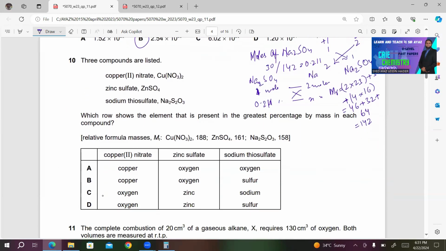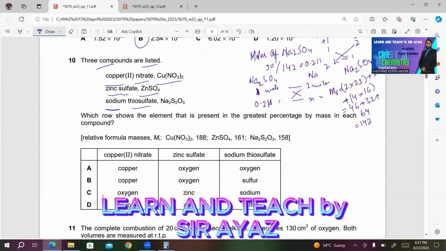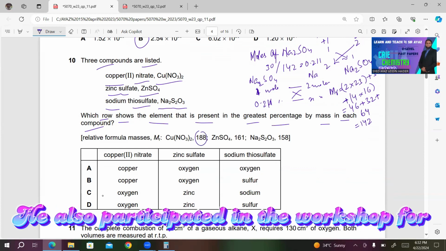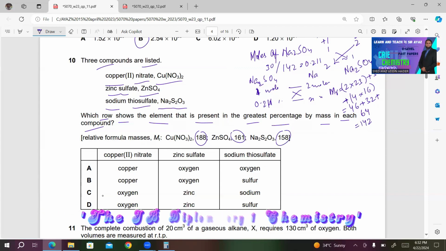Number 10. 3 compounds are listed. Copper(II) nitrate, Cu(NO3)2, zinc sulfate, ZnSO4, sodium thiosulfate, Na2S2O3. Which row shows the element that is present in the greatest percentage by mass in each compound? Relative formula mass of each of these is given. For Cu(NO3)2, it's 188. For ZnSO4, it's 161. For Na2S2O3, 158.